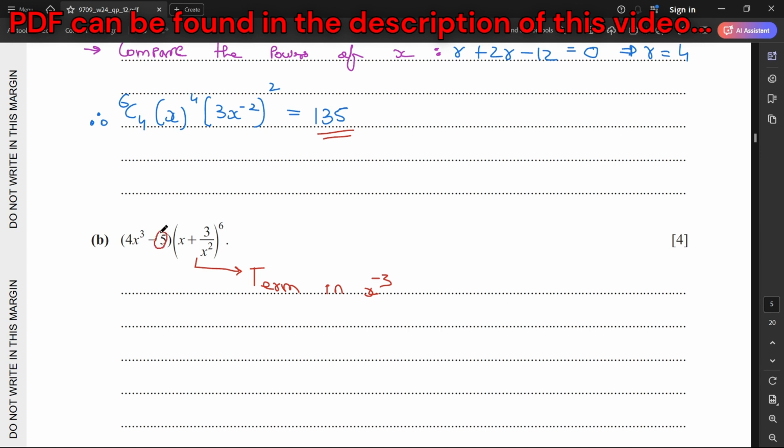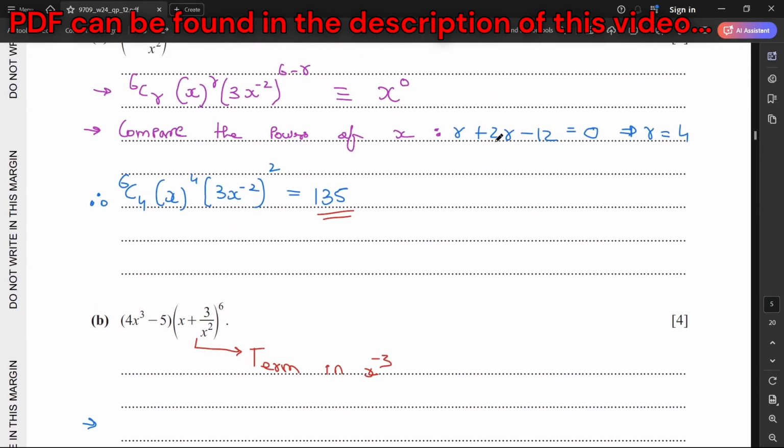And then for the minus 5, because this term is already independent of x, what can I multiply in this expansion so that I get a constant? That is 135 itself. And therefore, what I need to do is I first need to find out what is the value of r if I want to get the power of x to the minus 3 for this bracket. So in that case, I can use the equation that I got over here.